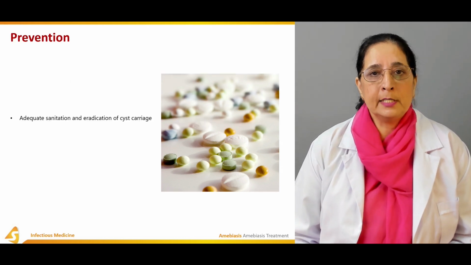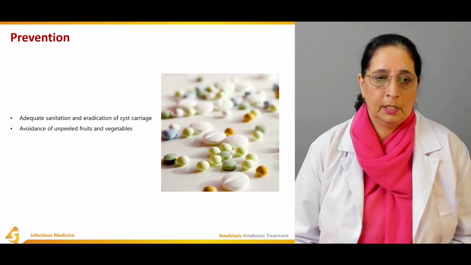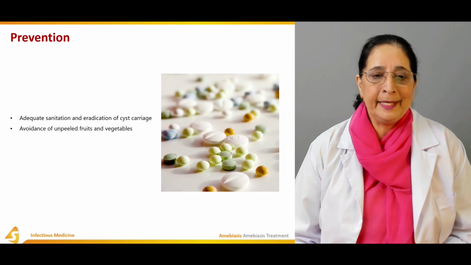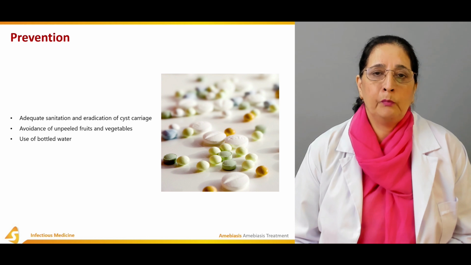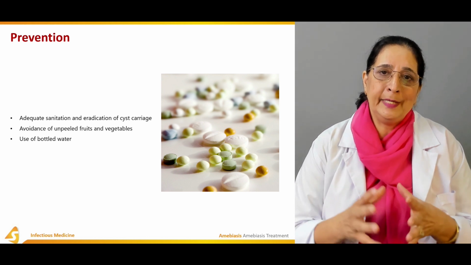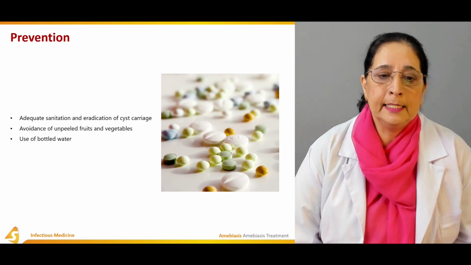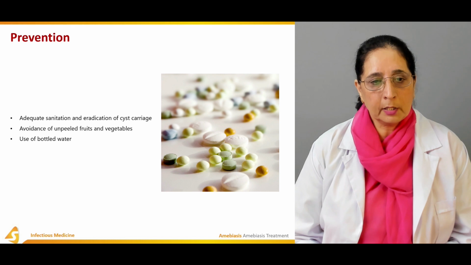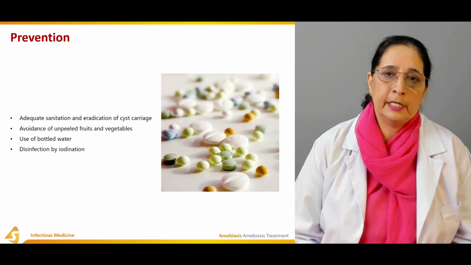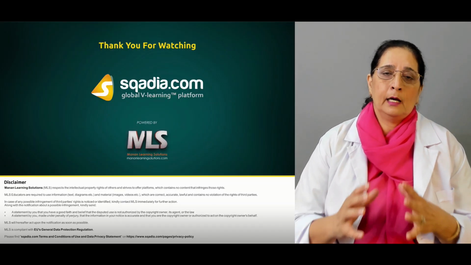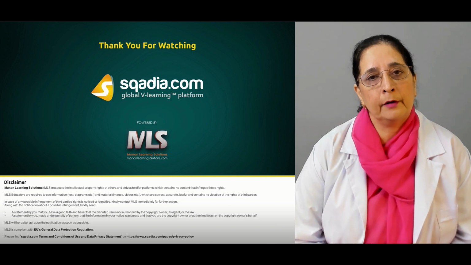Prevention: adequate sanitation and eradication of cyst carriage. Avoidance of unpeeled fruits and vegetables, because unpeeled ones usually have more chances of contamination by the cyst. Use of bottled water. Disinfection by iodination. All these are preventive methods that can help us prevent the spread of infection.